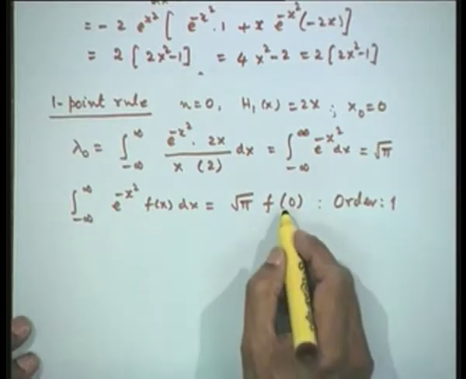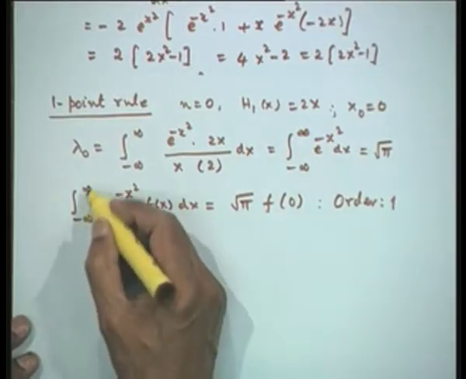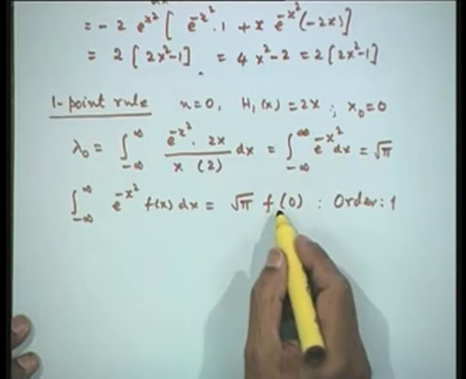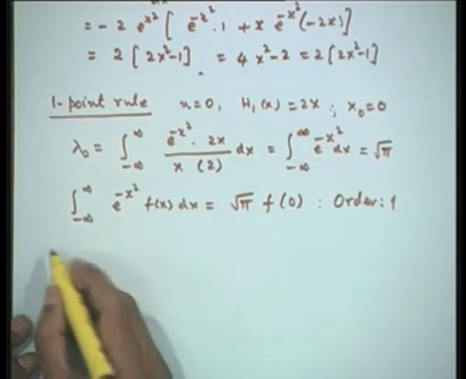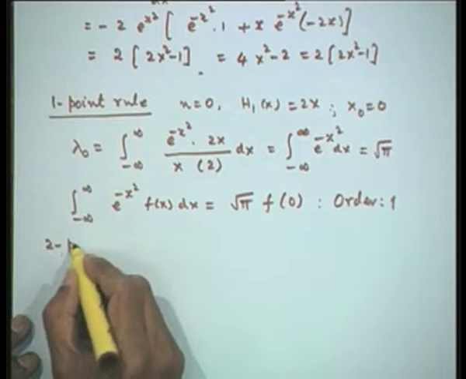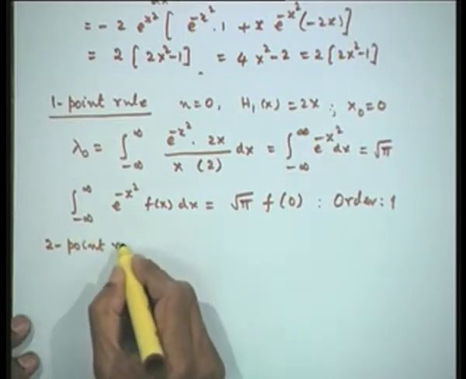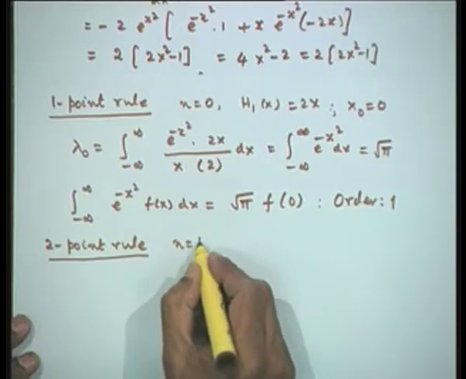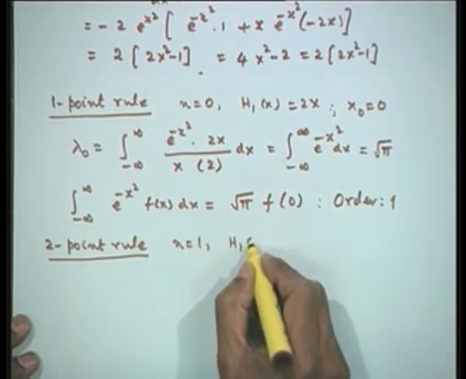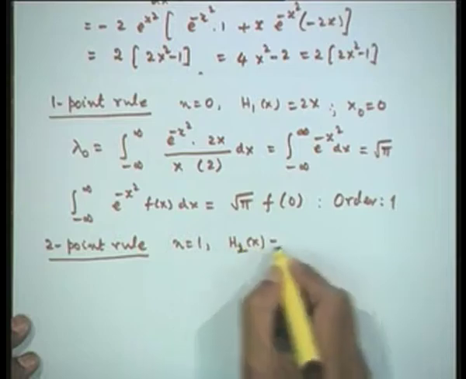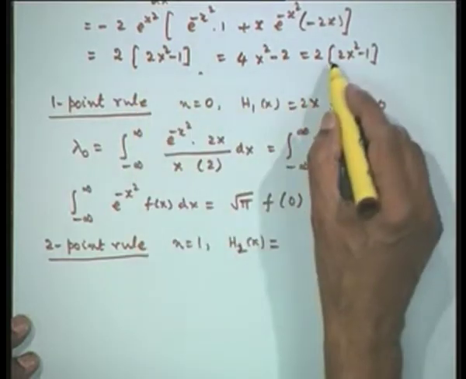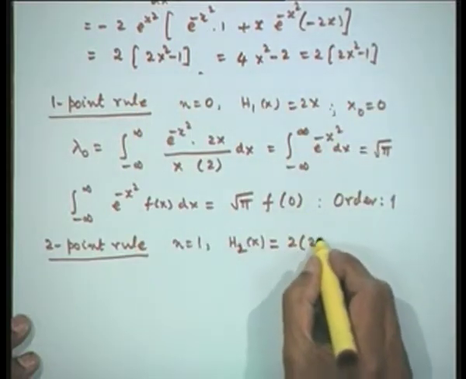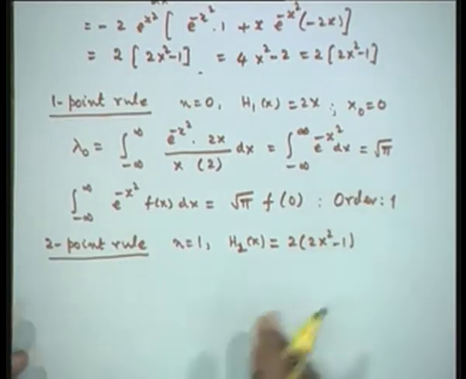Now, you can see it looks like a midpoint formula, 0 is the midpoint, minus infinity to infinity. So, it is almost like a midpoint formula that we have. So, let us take a 2-point rule. So, we have here n is equal to 1, therefore, h2(x), which we have derived as 2 times 2x squared minus 1.